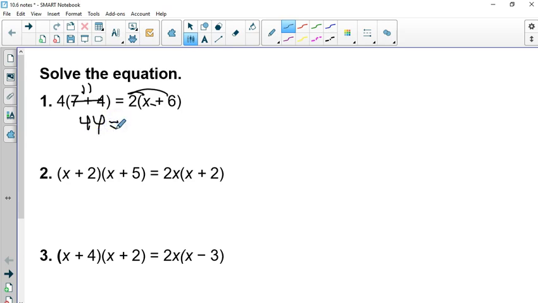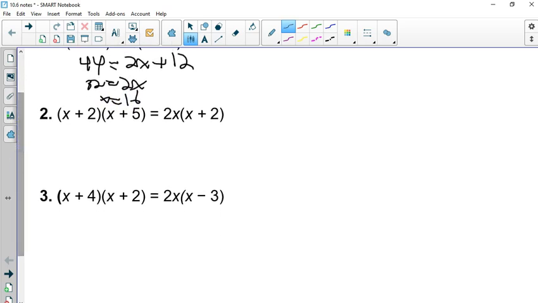Over here, we are going to send the 2 in and make 2x plus 12. Biggest problem you'll make, still in every math class, is not sending the 2 to the 6. So subtract 12, and you're going to get 32 equals 2x. X equals 16.